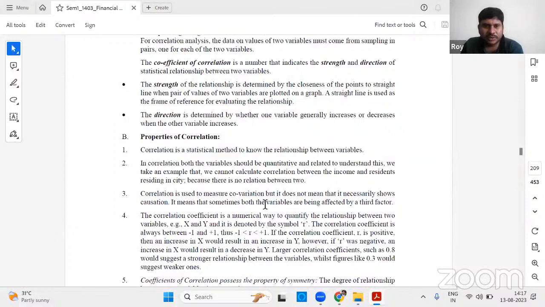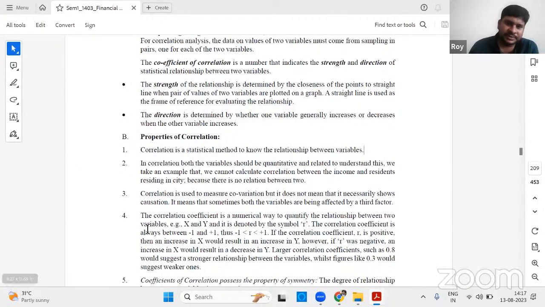Next, correlation is used to measure covariance, but it does not necessarily mean causation. It means that sometimes both variables are being affected by a third factor as well. I cannot always compare both things; there will be some third factor. Example, weight and height. These are other factors. Maybe your weight is increasing, not because you are tall, but because you are eating more. That is why weight is increasing.